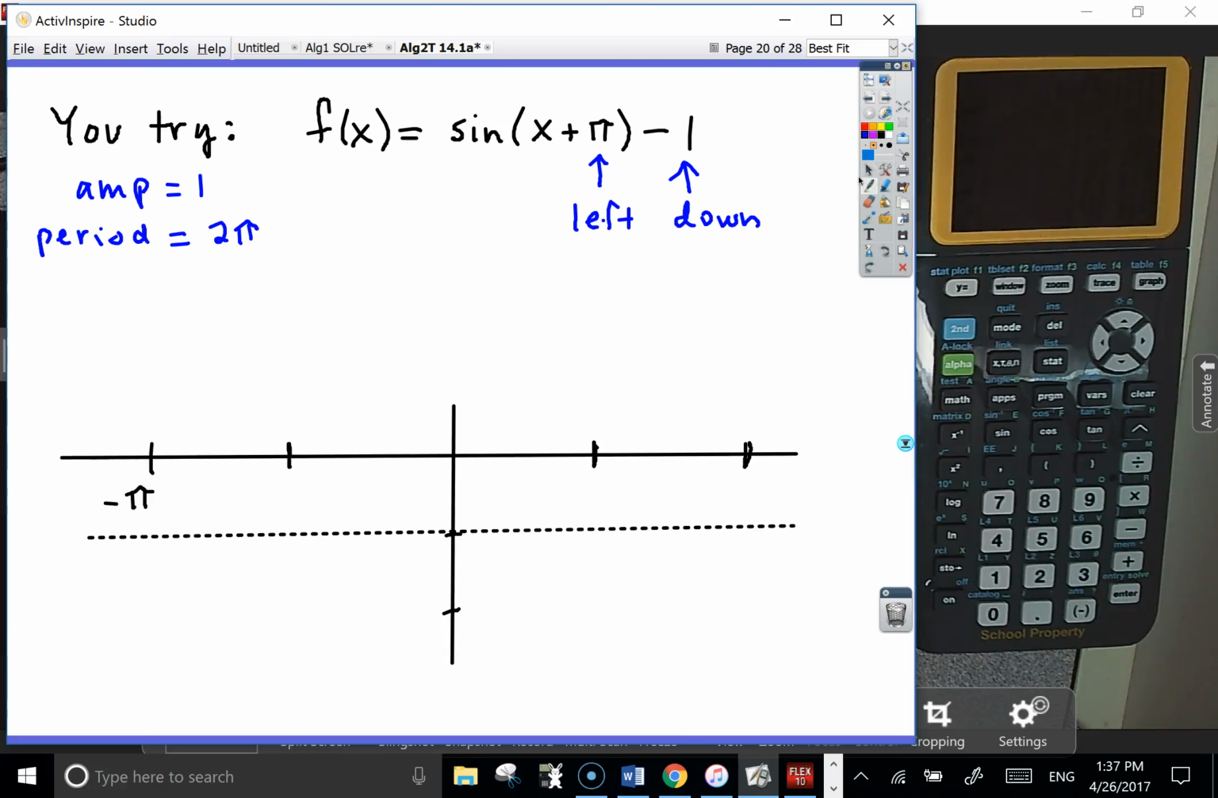Okay, so now it's moved to the left pi, so I'm going to start it at negative pi, and then it's going to have a period of 2 pi, so it's going to be back to 0 and over to pi. All right, this is the sine, so sine should start on the center line, should go to a maximum, to the minimum. I should have put a negative 2 here. Oh sorry, back to the center line, and then to the minimum, and then back to the center line.